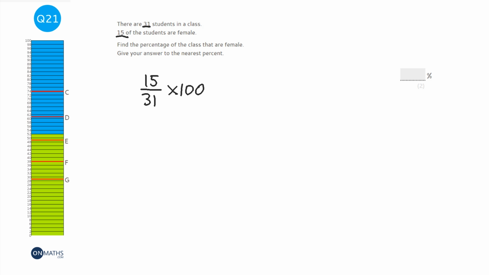Now I can write that as a fraction, or I could do 15 divided by 31. It gives you the same answer. So 15 over 31 times by 100. And it gives me a fraction, so I'm going to press S to D. And it's 48.3870 blah blah blah. And it says give it to the nearest percent. So that's a 3, so it's not going to move that 8 up to a 9. So it's just 48%.